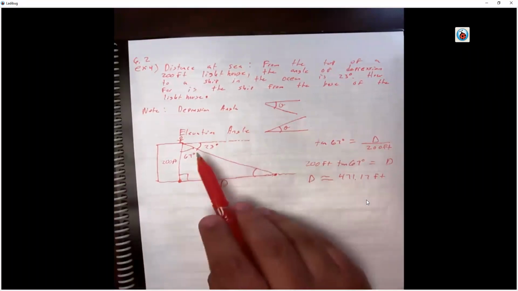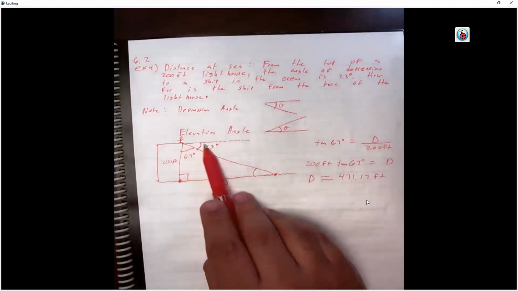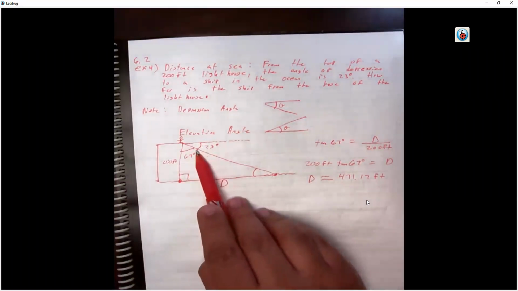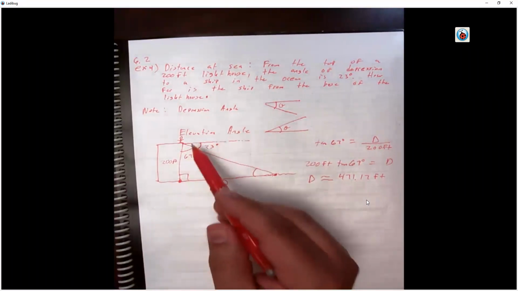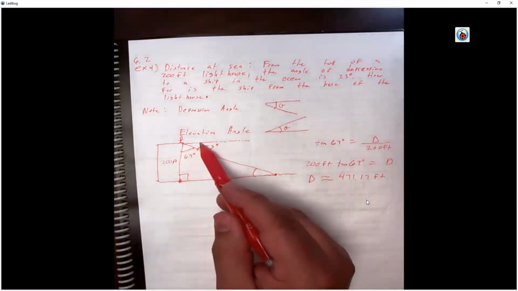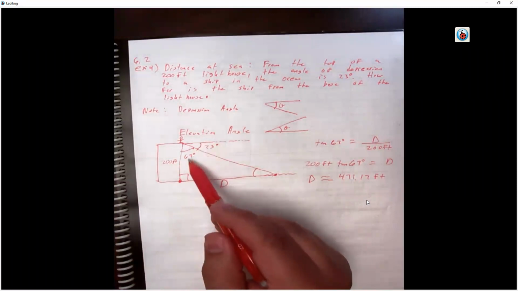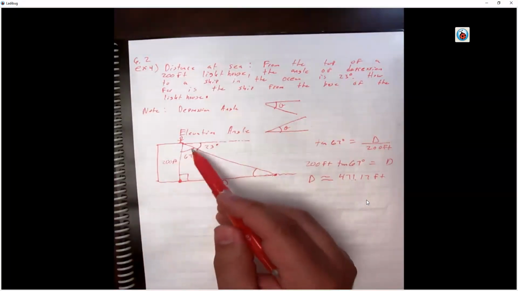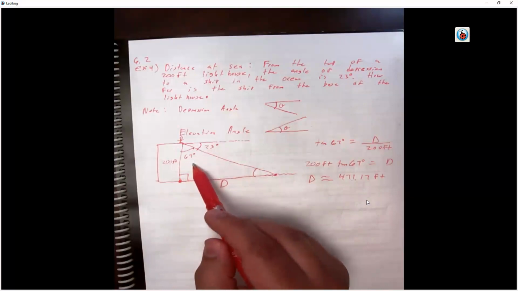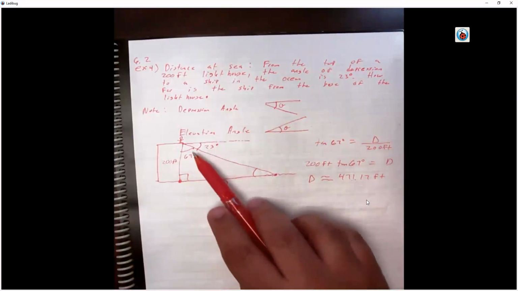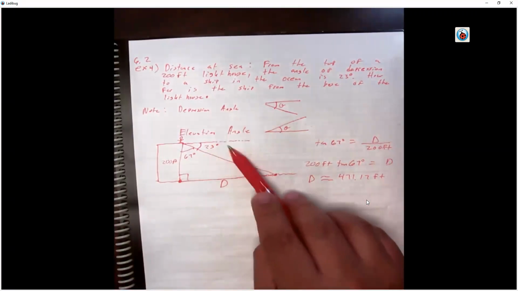Where did the 67 come from? If I'm looking straight across and then I have a depression angle, that's going to be 23, but the angle formed here is a 90-degree angle from looking straight. So you can subtract from 90 to find the 67, because I want to use this triangle in here to solve for D. I don't want to build another triangle using 23 because I don't have any info.